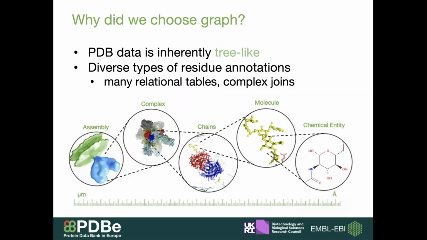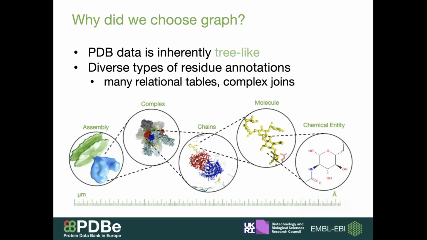So why did we choose graph? PDBe data itself is an inherently tree-like structure. So you can consider each PDBe entry as a node, which is connected to PDBe chain and entity nodes, which are then connected to the PDBe registry nodes.